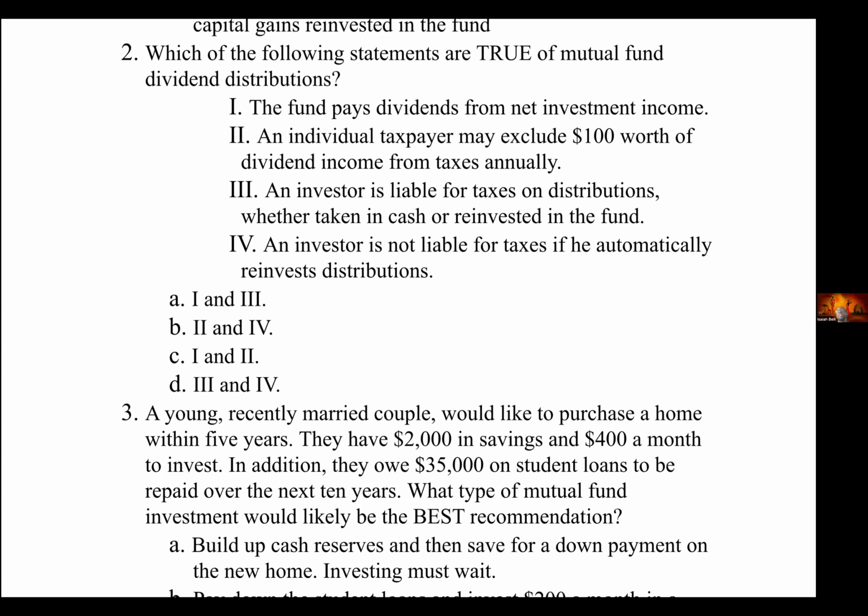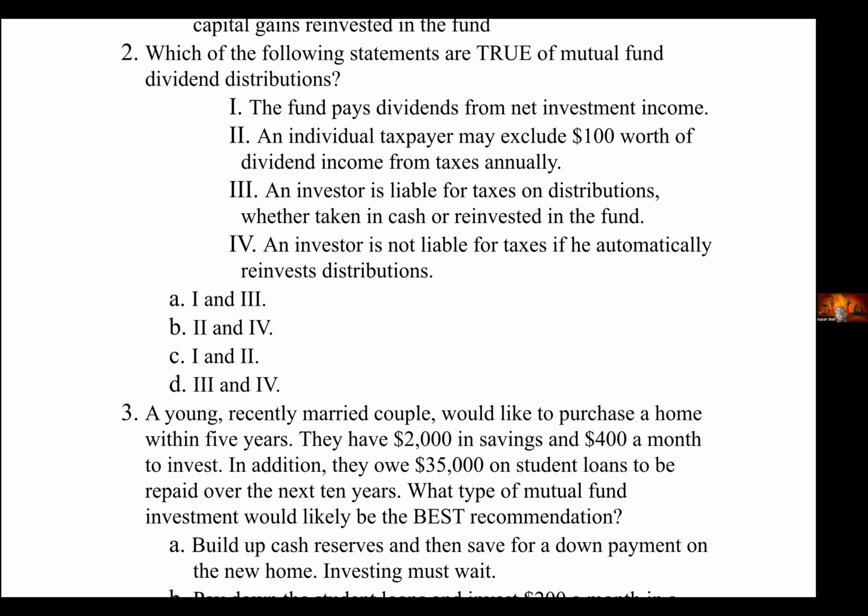2, an individual taxpayer may exclude $100 worth of dividend income from taxes annually. 3, an investor with liable taxable distribution, whether taken in cash or reinvested in the fund. 4, an investor is not liable for tax if he automatically reinvests distribution. All right. Typically for these questions, I like to choose one that is wrong and one that is correct.